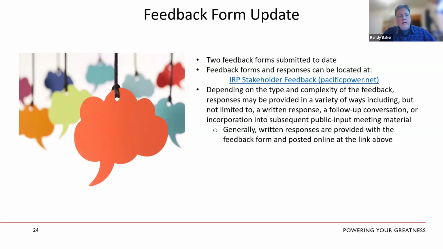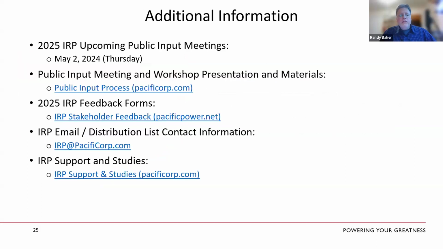And expanding on that concept of stakeholder feedback, we have our last slide in this section. So if you would move to the next one, this is just additional information to help you. As I already mentioned, the May 2nd meeting is the next upcoming 2025 IRP public input meeting. Everybody's welcome. We have public input meeting and workshop presentation materials available on the website, stakeholder feedback forms that I just discussed. If you want to be on our distribution list and you're not already for the integrated resource planning meetings, you can tag our IRP mailbox.